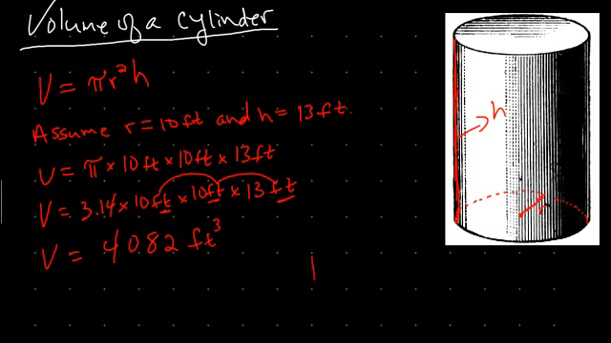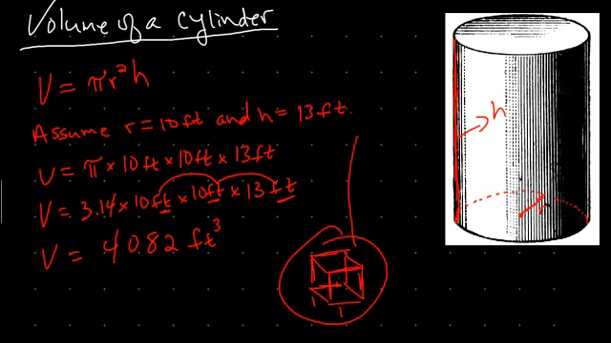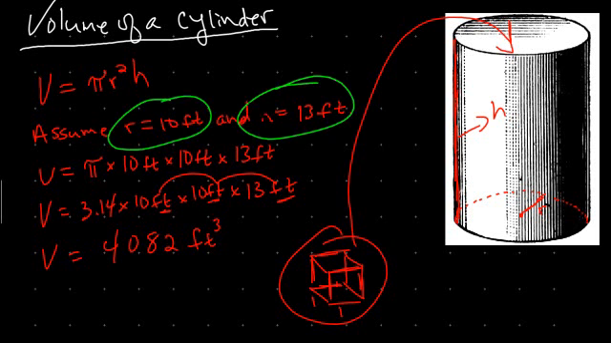That is, if this was a cubic foot here, one by one by one feet, then 4,082 of those fit into a cylinder with a radius of 10 feet at the bottom and 13 feet high. And that's going to conclude this video on an introduction to the volume of a cylinder.